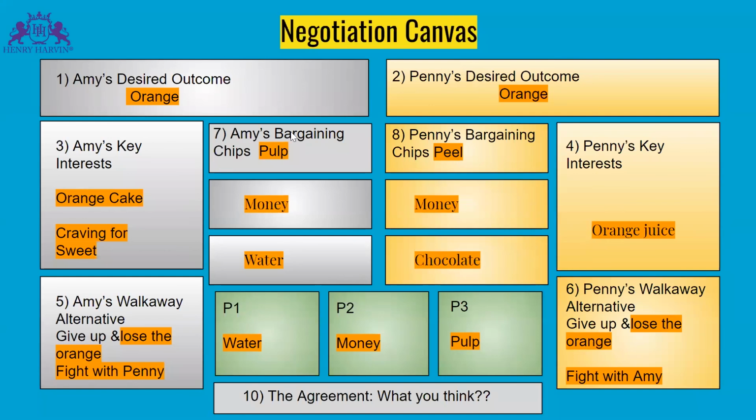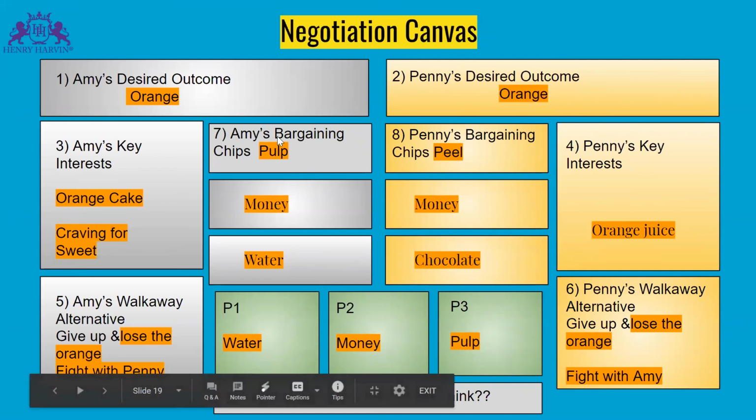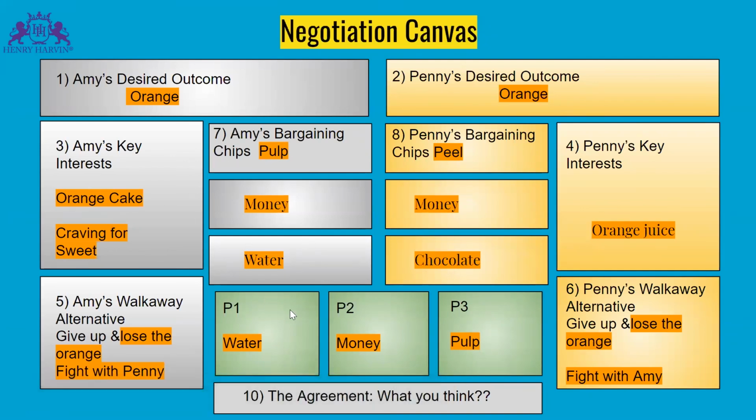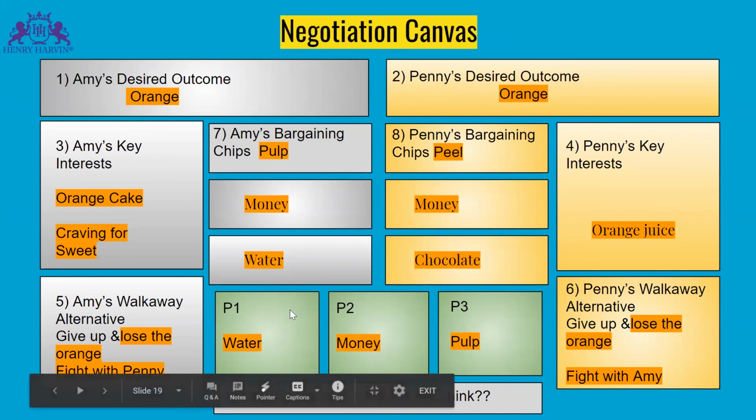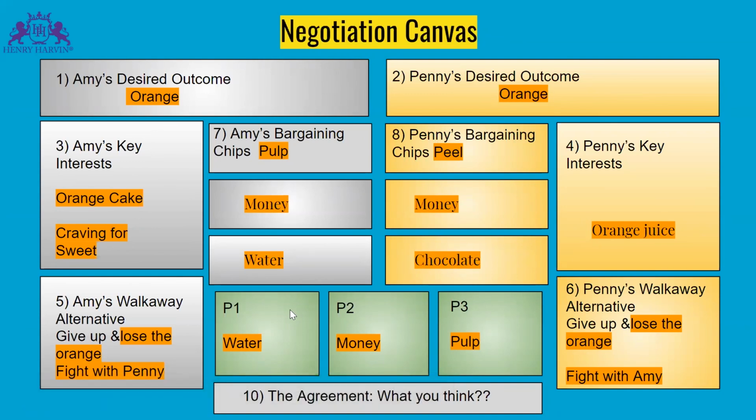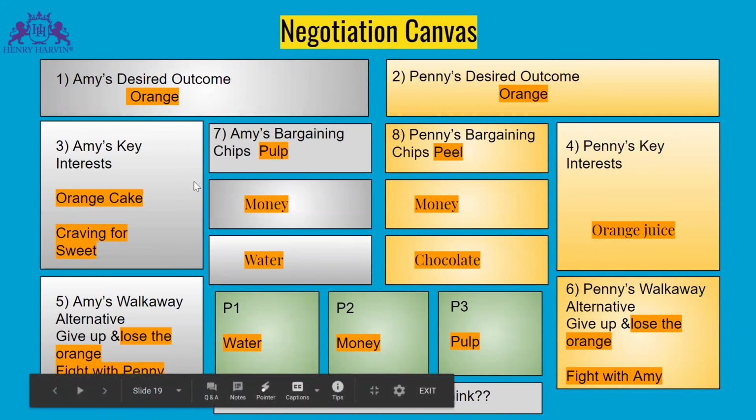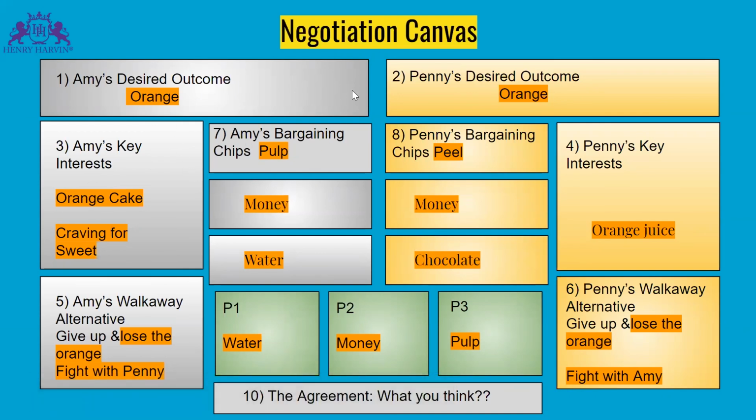So what is Amy's bargaining chips? Bargaining chips is what can Amy offer Penny so that she gets to keep the orange. And Penny's bargaining chips are what can Penny offer Amy so that Penny gets to keep the orange. Correct? Clear? So now here, how do you work on these bargaining chips? Now I want you to go ahead and interact rather than putting it up in the chat. So how do you go ahead and fill in these? How are you going to go ahead and work around the bargaining chips?